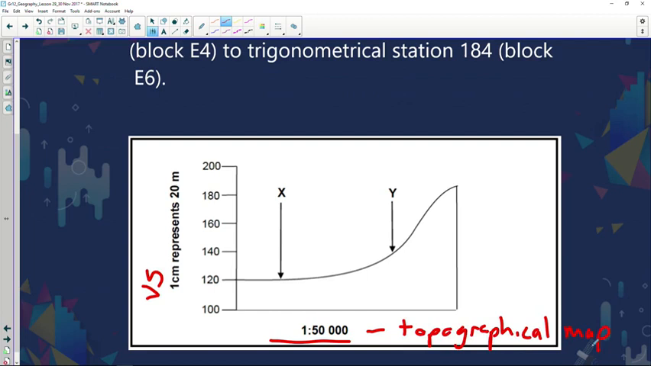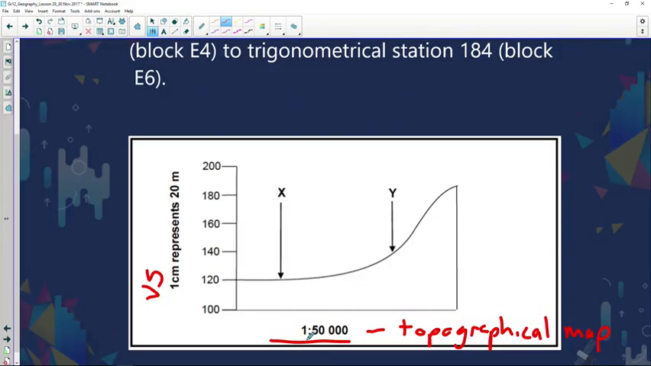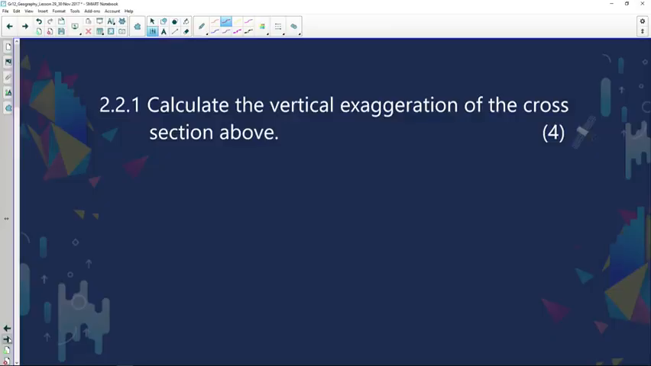Now, if the cross section was drawn on the orthophoto, the horizontal scale would have been 1 to 10,000. But it's 1 to 50,000 because he used the topographical map. And your vertical scale is your vertical line representing the height. So in this case, 1 centimeter represents 20 meters. Now the next question states, calculate the vertical exaggeration of the cross section.